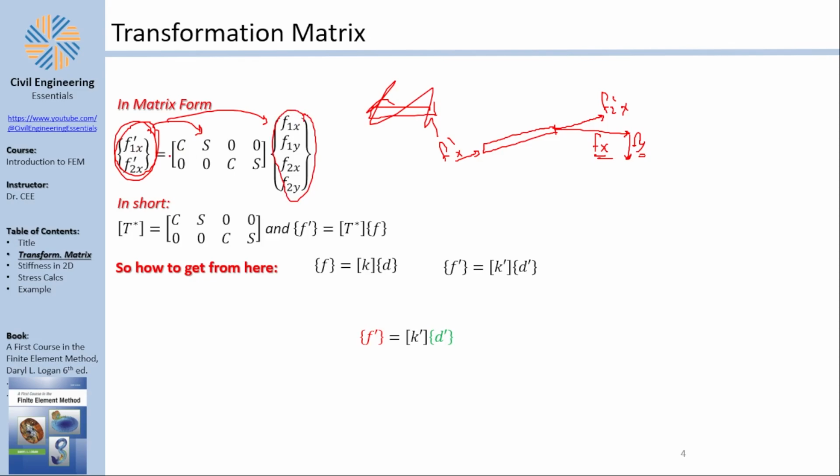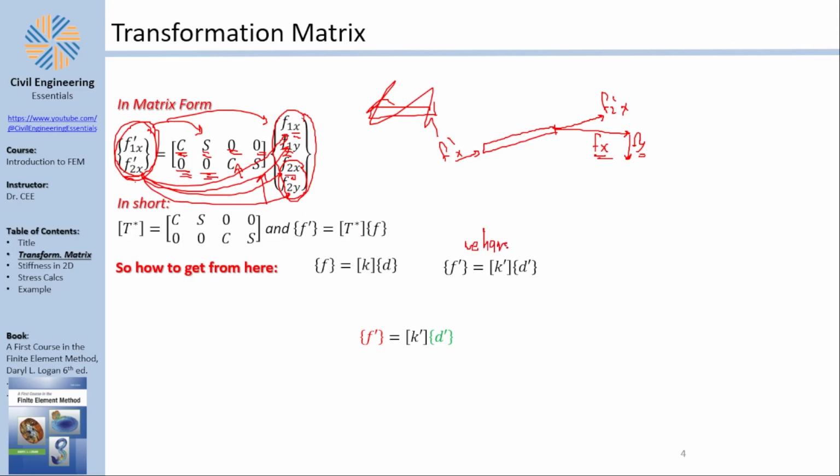F1X in the local equals cosine F1X global plus sine F1Y global plus 0 for the forces in the other node, because F1X doesn't feel anything about the second node in terms of forces. What about F2X? F2X has zeros in the beginning because it's not F1X. So because it has nothing to do with F1X, it gets a 0 here. It has nothing to do with F1Y, so it gets a 0 here. It's cosine F2X in the global, so you get a C here. And it's sine F2Y in the global, so you get an S here. This is copy-paste.